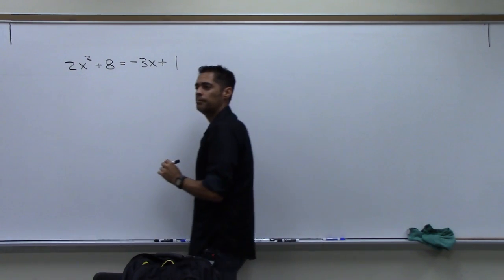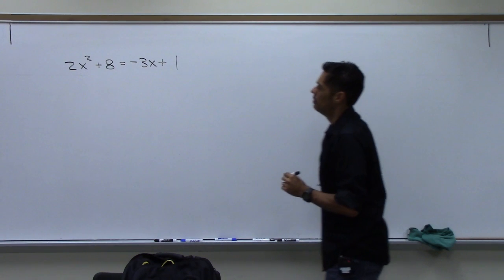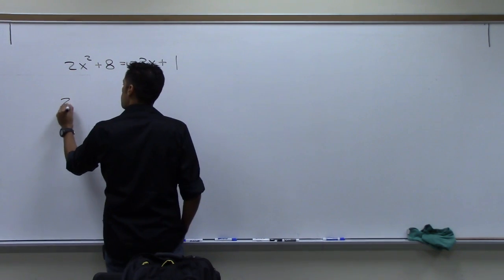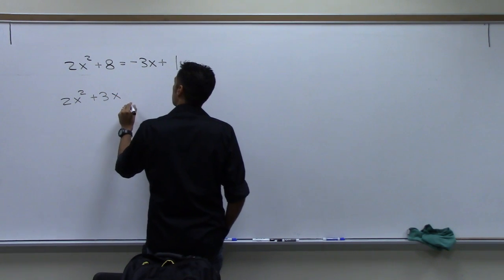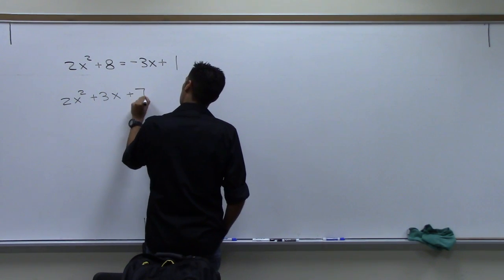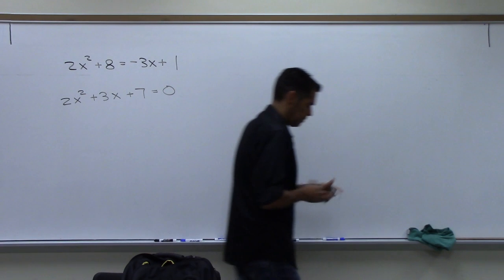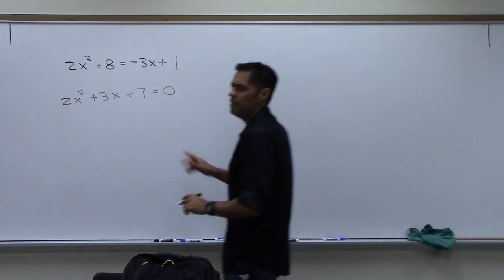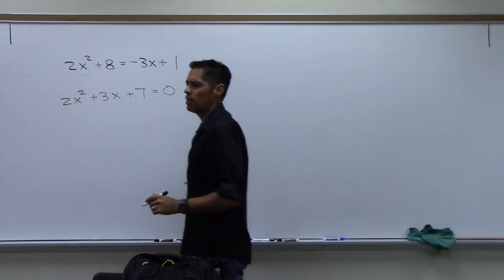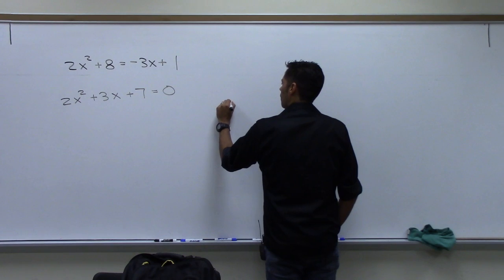So what did you do? I moved everything over. Okay. So I did 2x squared plus 3x plus 7. I went ahead and did the... I agree. And then did you try and factor it or didn't work? I think I did, but it didn't work out.